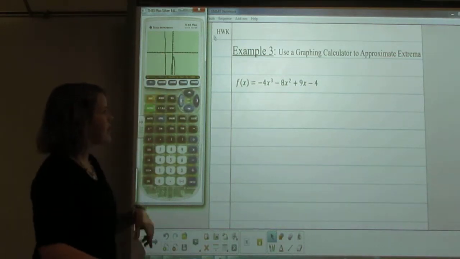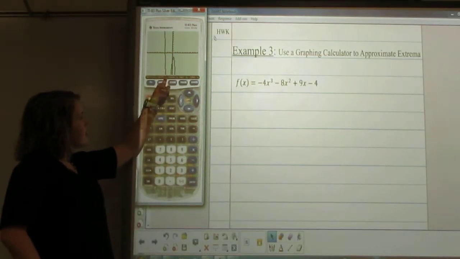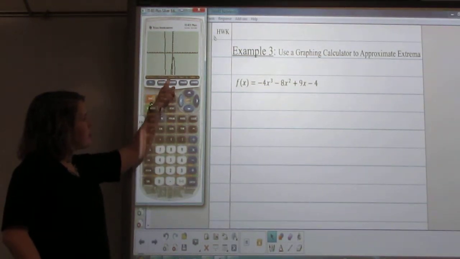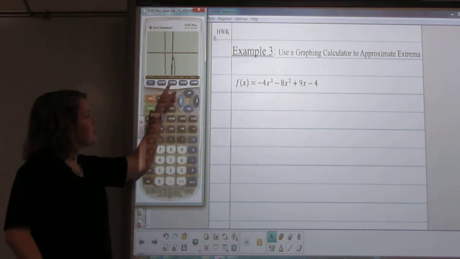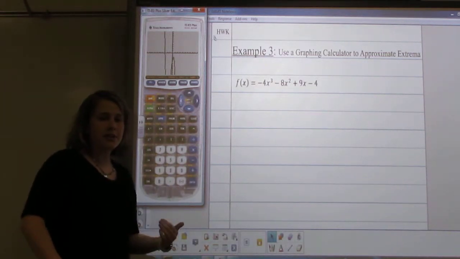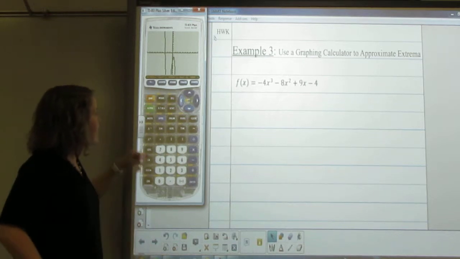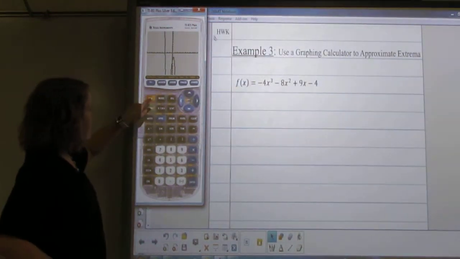Okay, so here's our graph. This is as good as it's going to get. Here you can see it dips down. It dips down here. So there's going to be a relative minimum somewhere down here, and there's a relative maximum somewhere up here. So to do this on our calculator, instead of guesstimating, instead of saying it looks about like that, we can actually go to calculate on our calculator here.